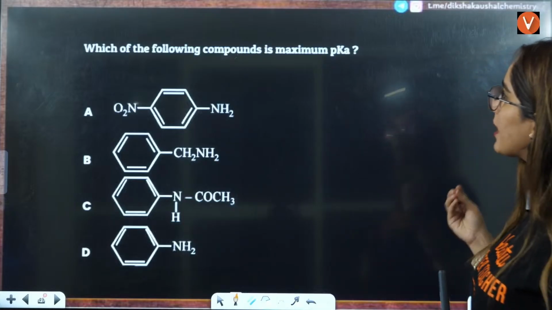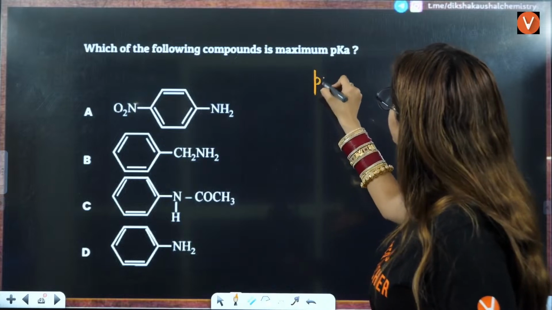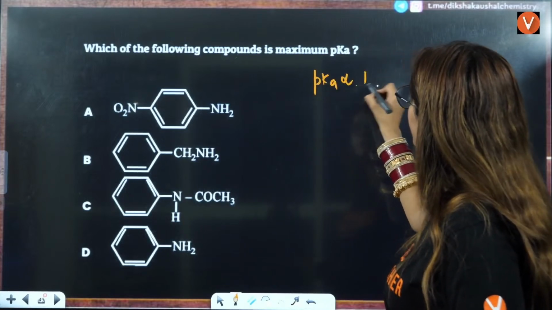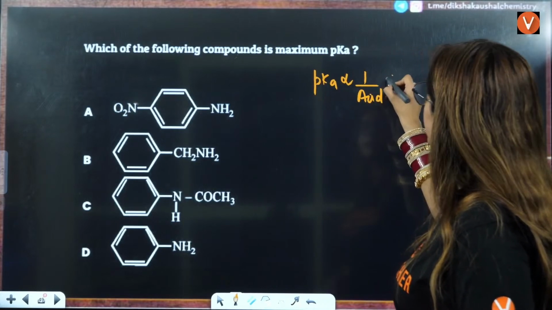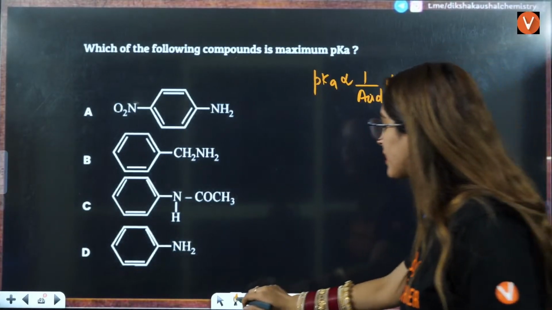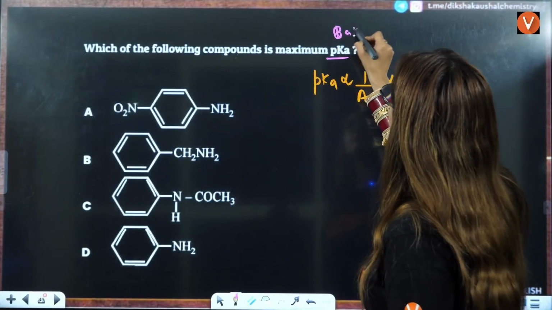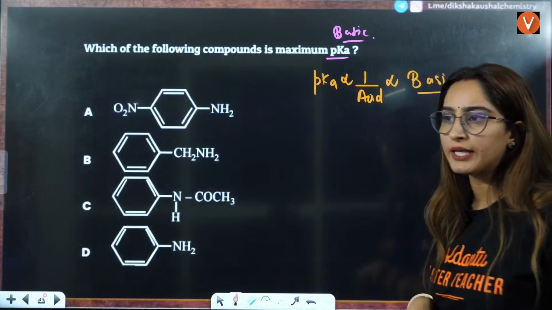Which of the following compounds has maximum pK? Now, if you see pK value, that is inversely proportional to acidity, right? Which is inversely proportional to basicity. So basically, they are asking you the maximum basic character. Maximum basic character they are asking you indirectly, right?